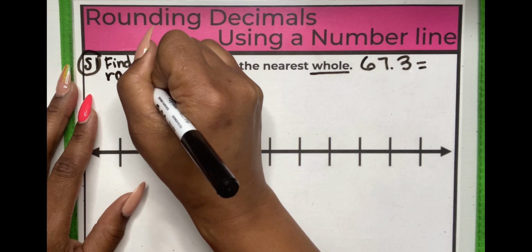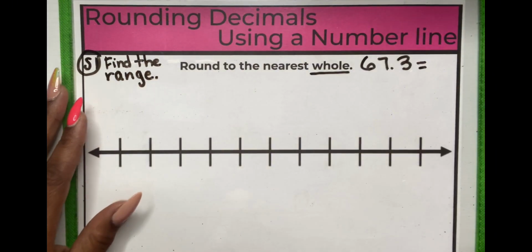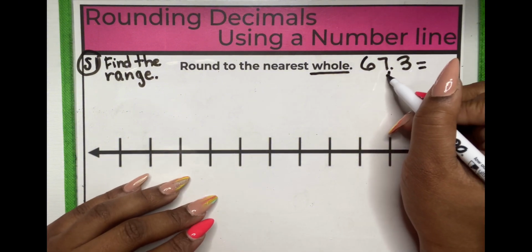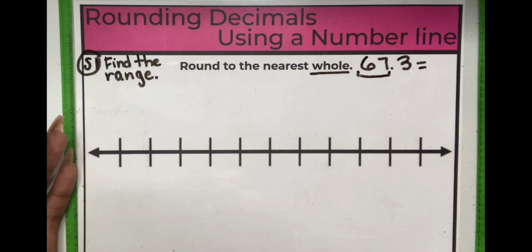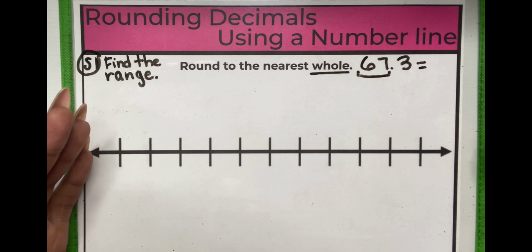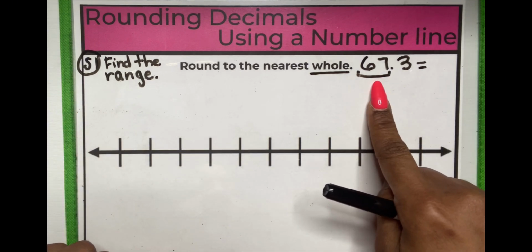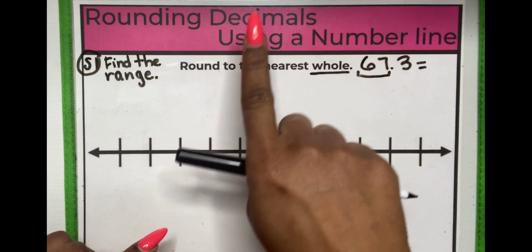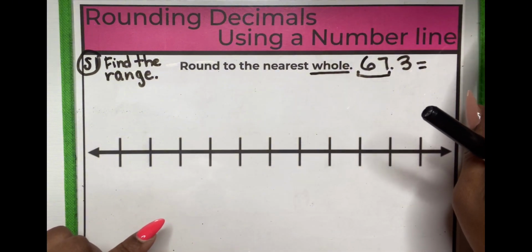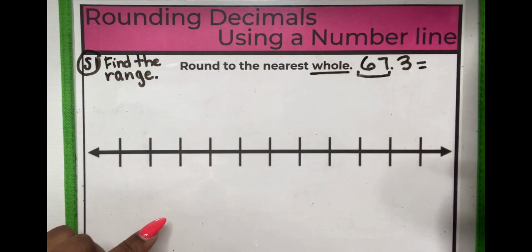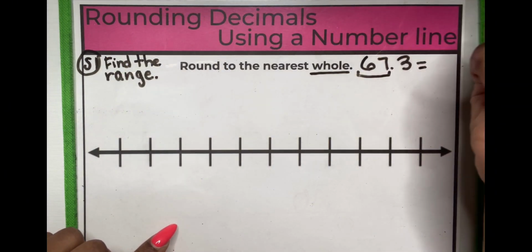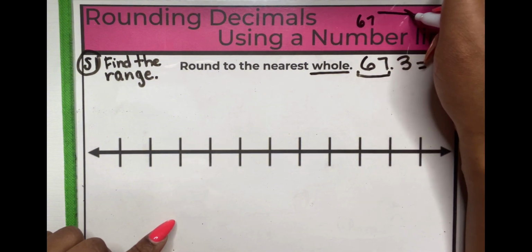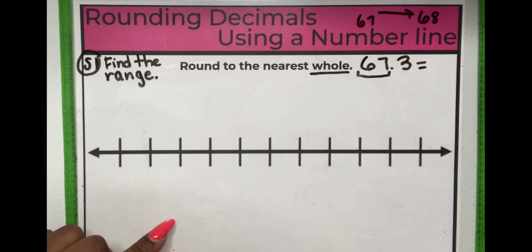Step 1, find the range. In order to do that, we're going to think about the whole number. 67 is our whole number. Your range begins with the current number, which is 67, and it goes up to the next number. You're going to basically count up one number. So if I'm at 67, what comes after 67? 68. Very simple.